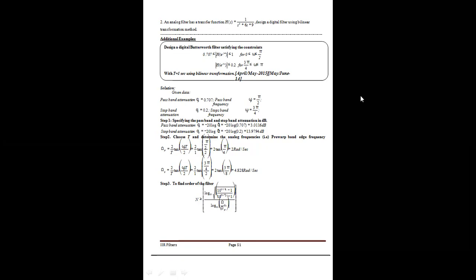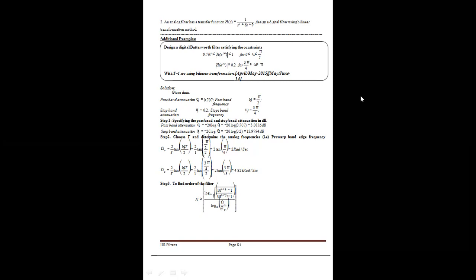So from the given problem, first of all, we need to know what the given data are. The passband attenuation α_p is 0.707, and the passband frequency, which is given as the maximum value, is π/2. For stop band attenuation, it is given as α_s = 0.2, and the stop band frequency is given as 3π/4.